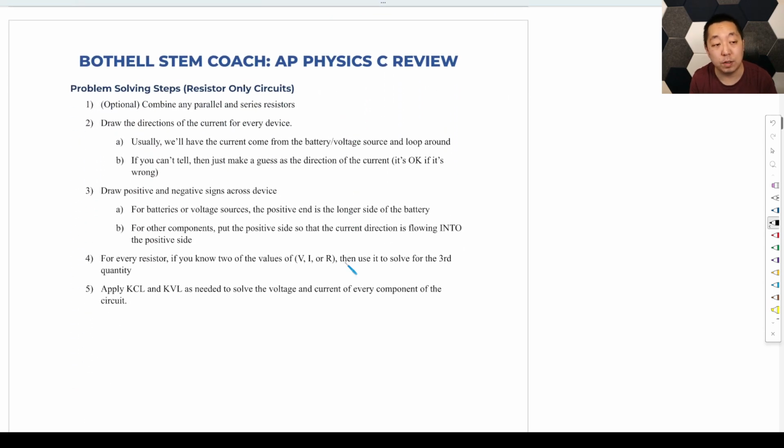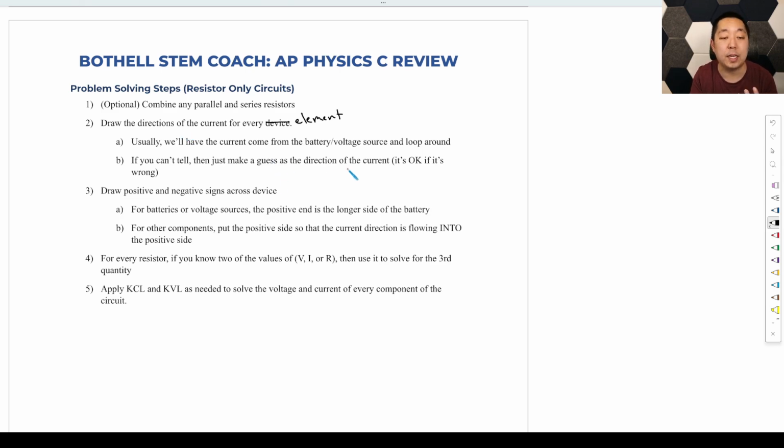Our problem-solving steps for resistor-only circuits are what we're going to do. We may combine parallel and series resistors. We want to draw the directions for the current for every resistor, every element. I should say call this an element, not device. Usually we'll have the current come from the battery voltage source and loop around. If you can't tell, this is the direction of the current.